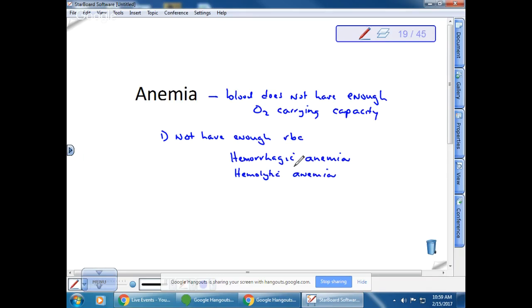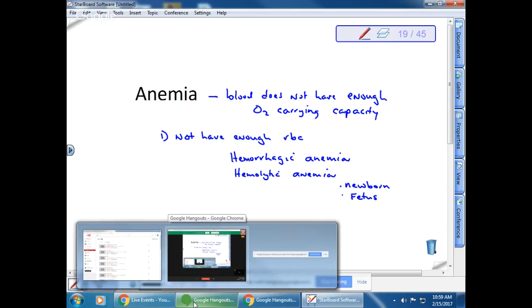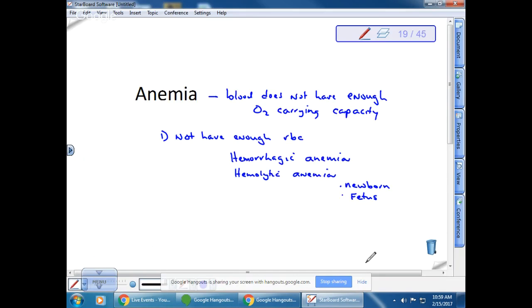So hemolytic anemia means that red blood cells are being destroyed for some reason. Sometimes this happens in the newborn. We talked about their red blood cells being broken down too quickly, but sometimes it is in the fetus, and this is due to maternal antibodies. So we're going to talk about this when we get to the RH factor. So fetus, and I'm just going to put RH factor in parentheses, because we're going to talk about blood typing, and we're going to do blood typing in lab. And so we're going to talk about what that RH factor is.